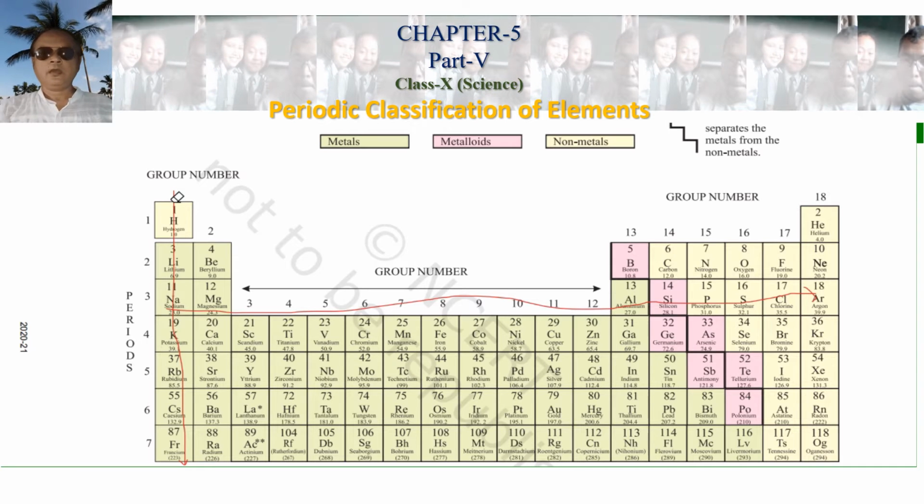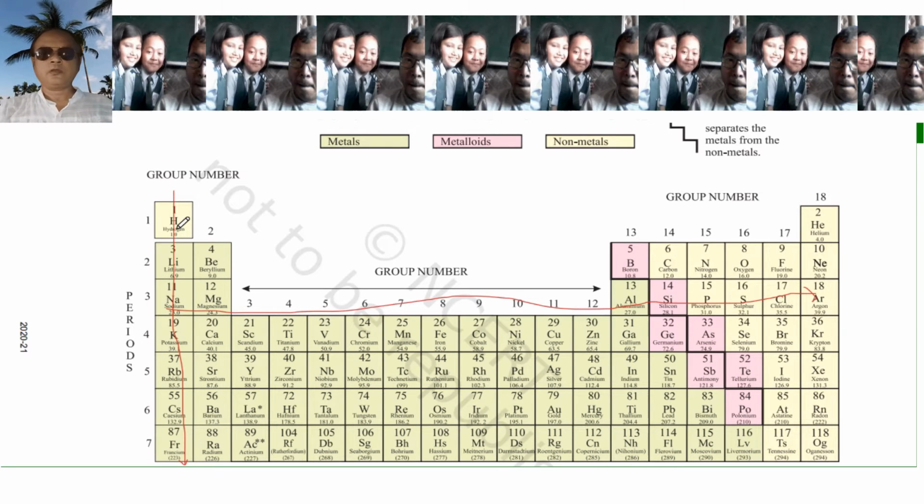So when we go down the group, the number of electrons in the outermost orbit does not change, but the number of shells increases by 1. For example, hydrogen has only one shell, the K shell. Lithium has K and L shells.